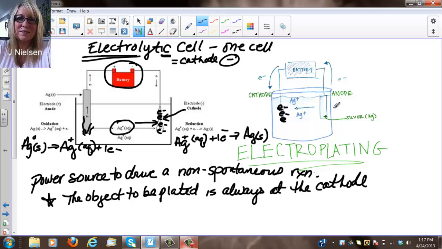And the silver again is oxidized, so it's going to be Ag going to Ag plus 1 electron. And you have all these Ag ions in solution, and then on this side the reduction occurs, so you've got the Ag plus 1 electron forming Ag solid, and the screw gets covered with silver. So this is one example of an electrolytic cell. It's called electroplating, and you have to know that the object to be plated is always at the cathode.